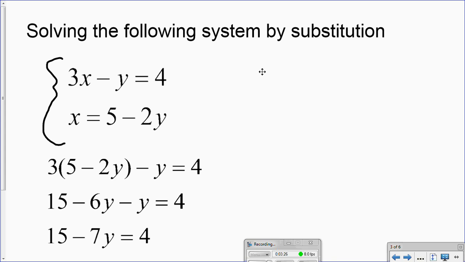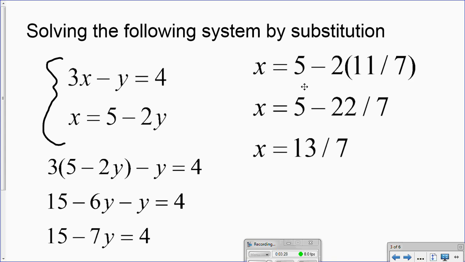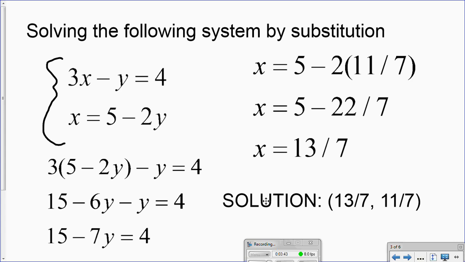So I plugged in 11 sevenths for y. So now I have 5 minus 2 times 11 sevenths. I multiplied this, 5 minus 22 sevenths, and then did the subtraction. I got 13 sevenths for x. So I have an x, I have a y, I now have my ordered pair. That's my solution. Again, it's a very ugly solution, but it works.